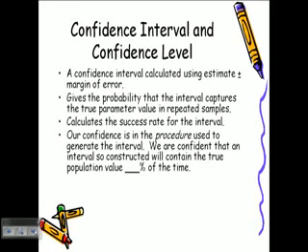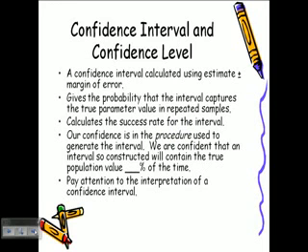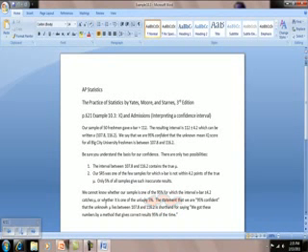It is important to note that our confidence is in the procedure used to generate the interval. We are confident that an interval so constructed, as we described earlier, will contain the true population value a certain percentage of the time, and that percentage corresponds to our confidence level. Please pay attention to the interpretation of a confidence interval. We will now look at example 10.3 on page 621 of your text. Again, if you do not have a textbook, simply click on the link and you may follow along.